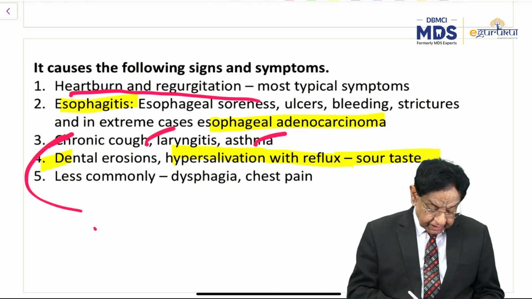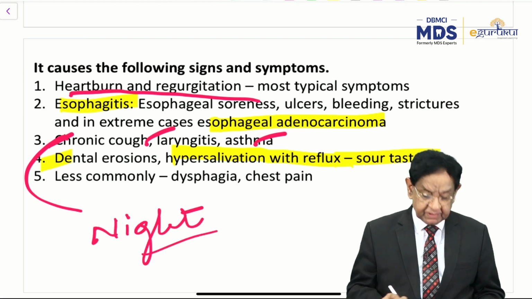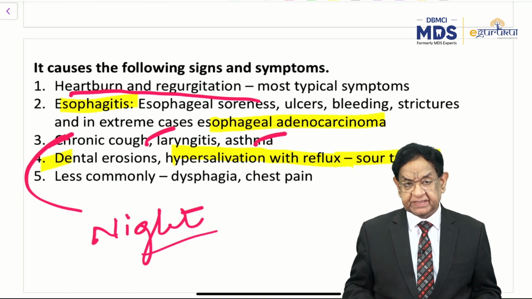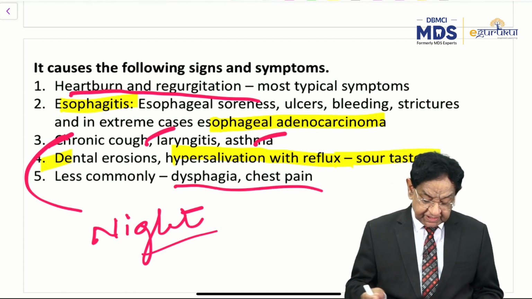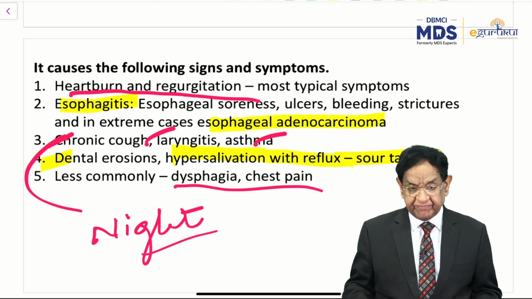Typically, cough at night. Cough at night is the classical finding that we get in GERD. And later on, dysphagia, chest pain can happen. They are late features.